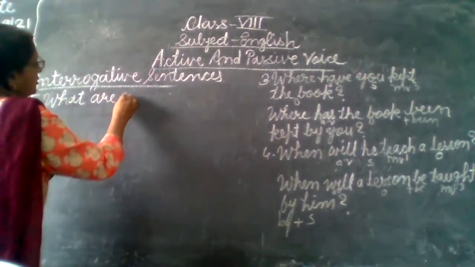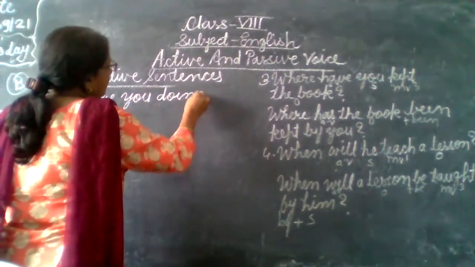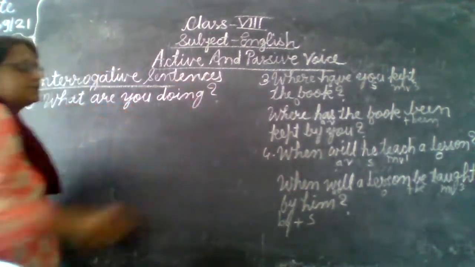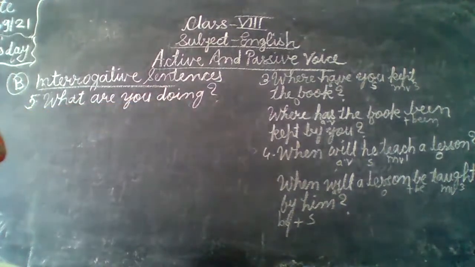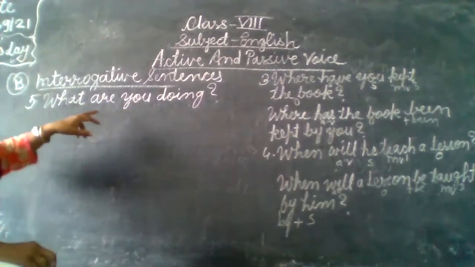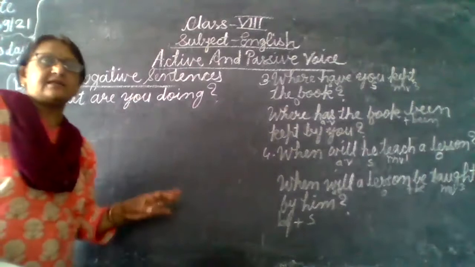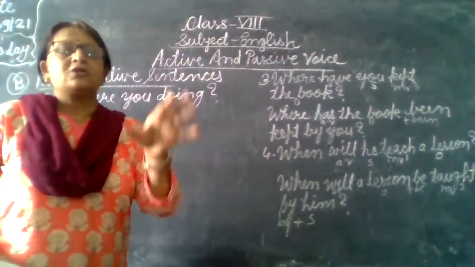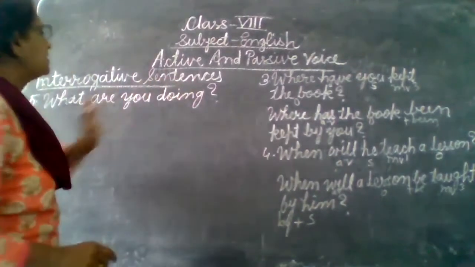What are you doing? Okay. Again, this sentence is in present continuous tense. What are you doing? Now, here we don't have the object. Suppose the sentence is: you are doing something. So something is being done by you. So that is understood here.